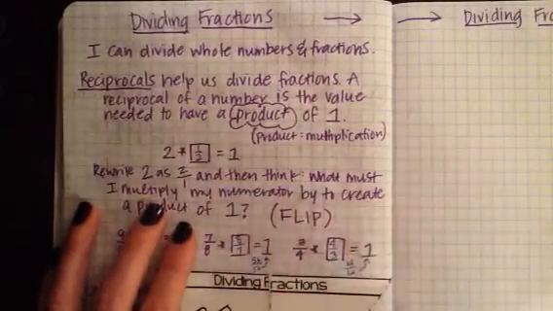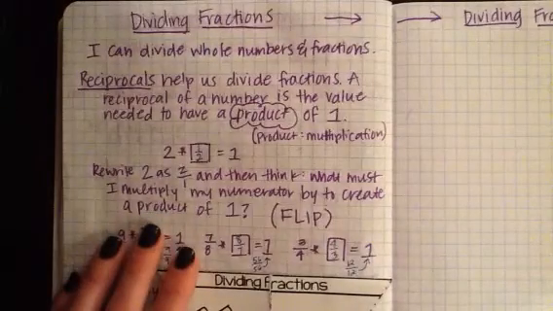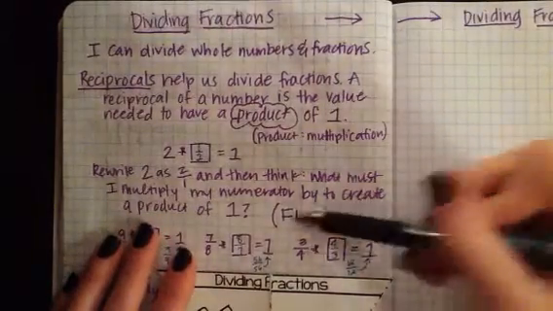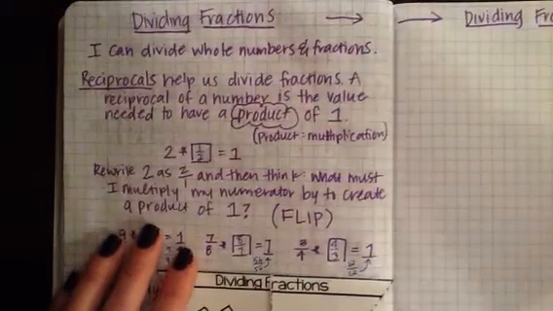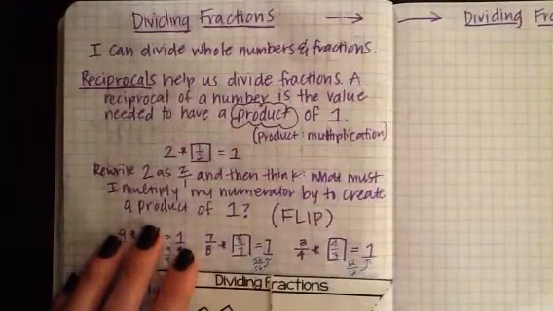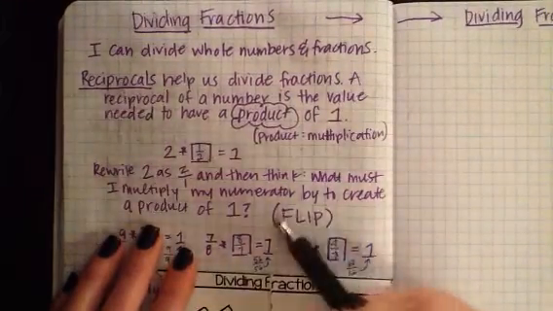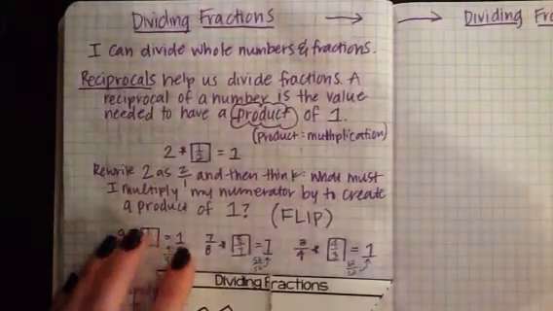And then you want to think about what can I multiply my numerator by to create a product of 1. The nice thing about this, and you should have learned it last year, is that in order to have a product of 1, you are going to multiply by the reciprocal, which is essentially just flipping the numbers. That's why I wrote you a little note here that basically you're just flipping.